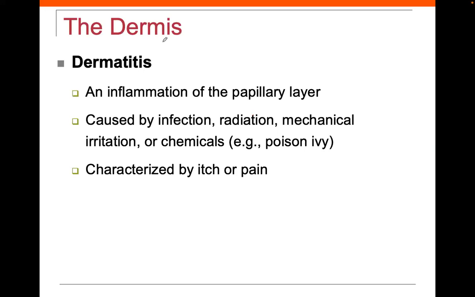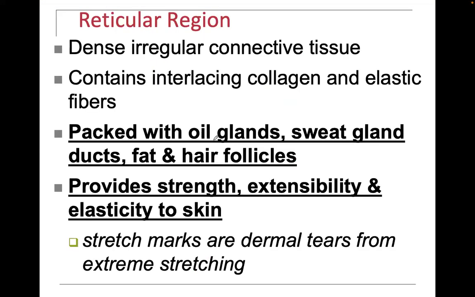In terms of the dermis, there is a condition called dermatitis, and we know anything that ends in -itis just means inflammation. So dermatitis is an inflammation of that upper layer, the papillary layer. It can be caused by infection, radiation, mechanical irritation, chemicals, even poison ivy, right? With poison ivy, you can rub up against it and the skin turns red and itchy and erythematous right away, causing pain and itchiness.